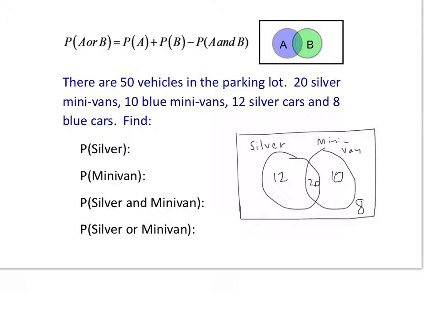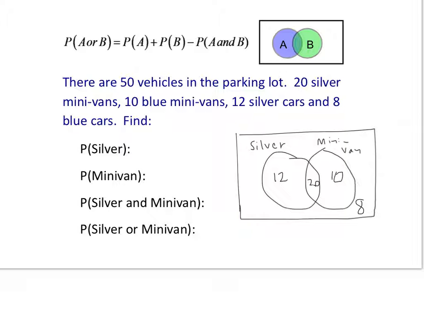So again, let's recap. 50 total vehicles. 20 plus 10 plus 12 plus 8 does equal 50, so that's good to check. Then to look again, we have 20 silver minivans, so silver and minivan are both circles, so 20 would go in the middle, because that would mean both silver and minivan. 10 blue minivans, so 10 is going to go by the minivan column. Doesn't matter that they're blue, they're a minivan.